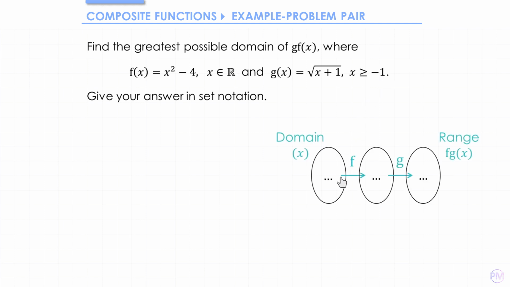So g of f of x means we first apply f and then we apply g. So the values in this middle section here have to be in the domain of g. And we know the domain of g is x is bigger than or equal to minus 1. So we have to have values in here that are bigger than or equal to minus 1. And that means the outputs of f must also be bigger than or equal to minus 1.